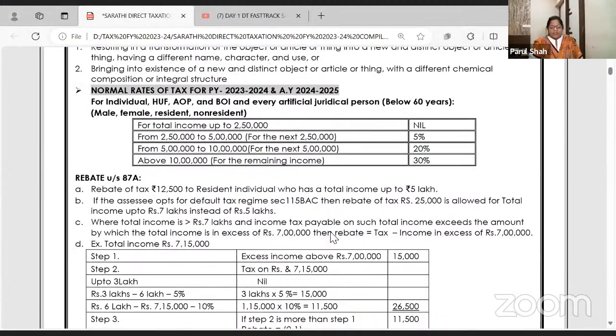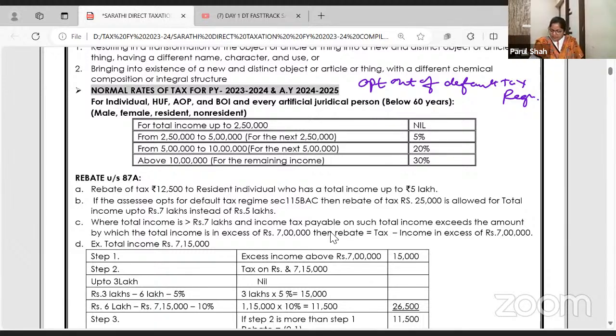Now let us start with the normal tax rate. That is, if you opt out, write down over here, opt out of the default tax regime. Ma'am, then what is the default tax regime? The default tax regime is 115BAC. If you don't say anything, your tax is going to be calculated as per the default tax regime, which I will teach later today. But if you come out of the default tax regime, then your calculations will all be here.